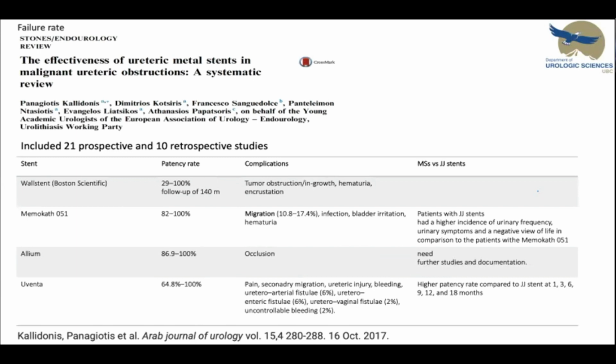Uventa has a patency rate between 64.8 and 100%. Complications include pain and secondary migration, but fistula formation has been reported too, whether ureteroarterial, ureteroenteric, or ureterovaginal fistula, and control of bleeding. When compared to a double J stent, it showed a higher patency rate compared to a conventional double J stent at 1, 3, and up to 18 months.